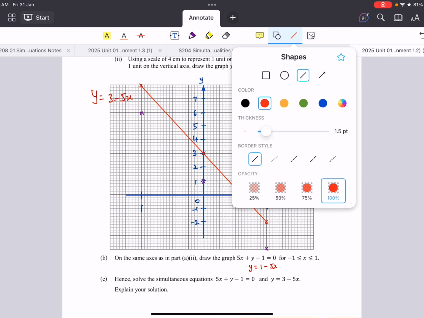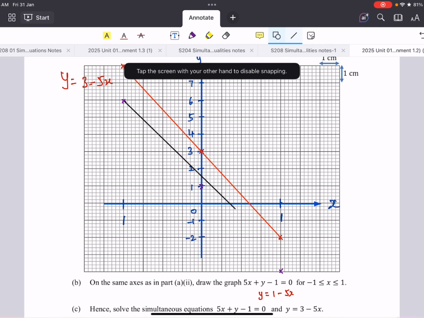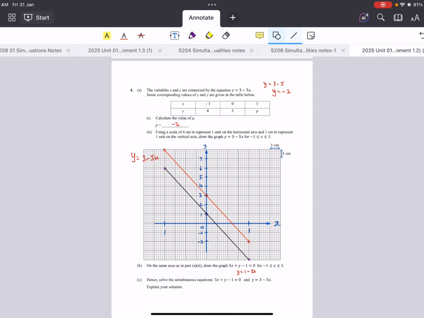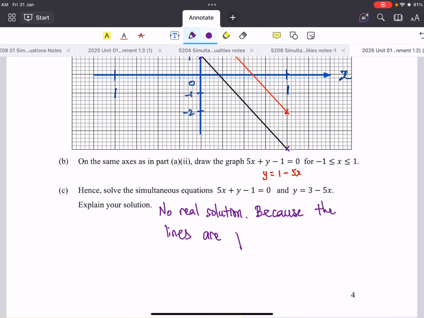So if I join together, it will look like this. Let's change the line color, right? Zoom in a bit. Okay, it will look like this. There we go. So what's the situation? The situation is that there are actually no real solutions because the lines are parallel, right?